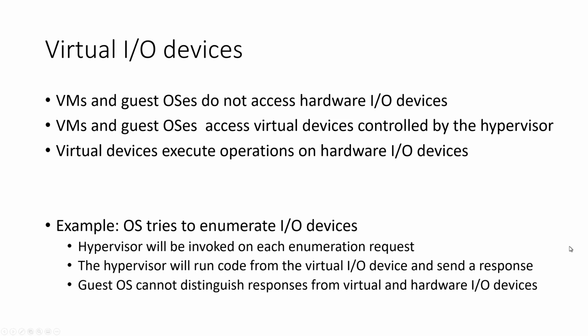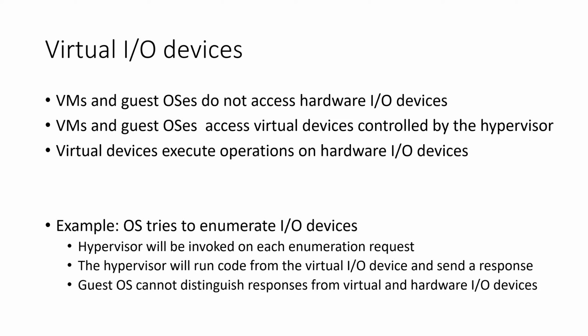So let's consider the case that the guest operating system is booting and trying to enumerate the I/O devices. Whenever the guest operating system tries to enumerate the I/O devices, it will run privileged instructions, and these instructions will call the hypervisor. So the hypervisor will see that the guest operating system is trying to enumerate input and output devices, and will respond to these enumeration requests using the virtual I/O device. The virtual I/O device will compute the response to the guest OS, and the hypervisor will send this response.